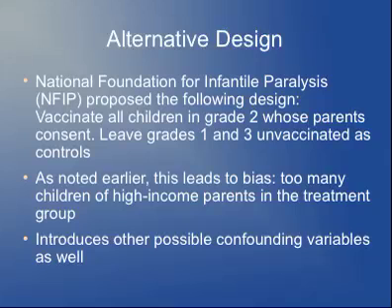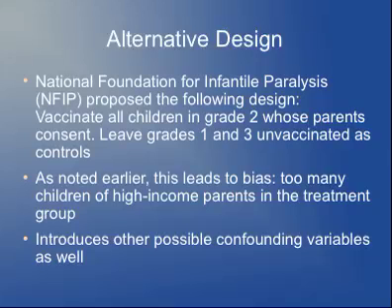And there are other ways you can do this. One approach that actually was used in this polio trial was an experiment performed by the National Foundation for Infantile Paralysis that proposed the following design: that you vaccinate all the children in grade 2 whose parents consent, and then you leave grades 1 and 3 as controls. And I mean, this isn't horrible. In this case, the Salk vaccine did reduce the incidence of polio enough that despite some flaws with the experimental design, it still gave the correct results.